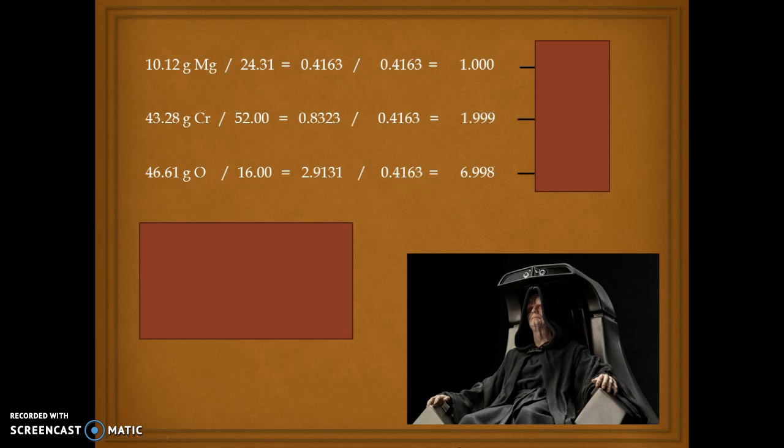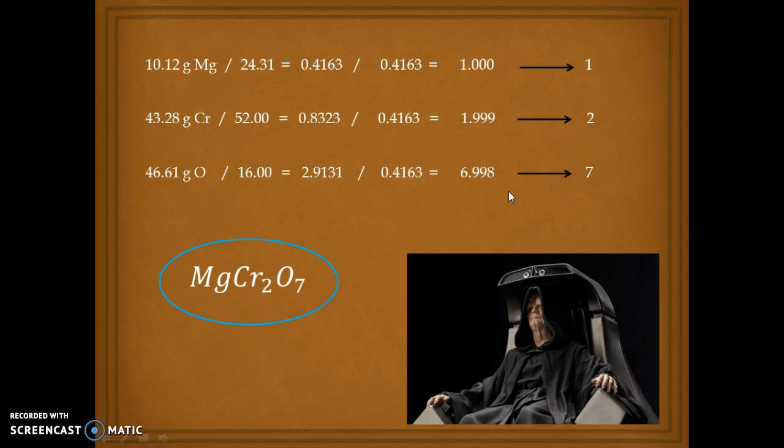Take a look and see, do you have any fractions? Hey, this is a 1. This is a 1.999 or a 2, and this is a 6.998 or a 7. So again, there are no fractions there. That's a 1, a 2, and a 7. So we can skip the clear the fraction step and move right into writing the formula, which says MgCr2O7. So this would be magnesium dichromate. Magnesium dichromate would be the compound that we're looking at here.